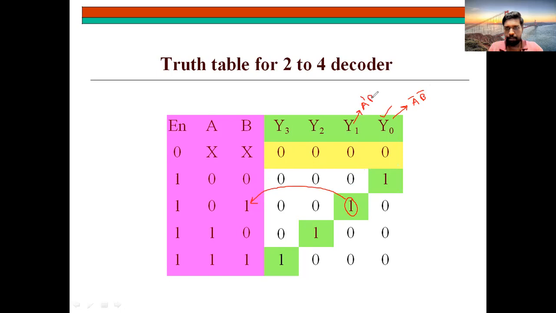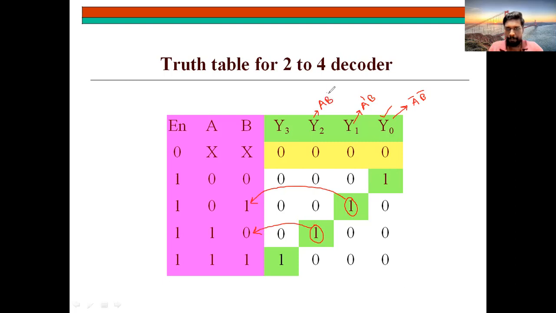A bar B. Okay, like that, if you write for y2, what will you get? This one is related to the third combination, 1 0. So you write here A B bar. I am writing the output expressions.